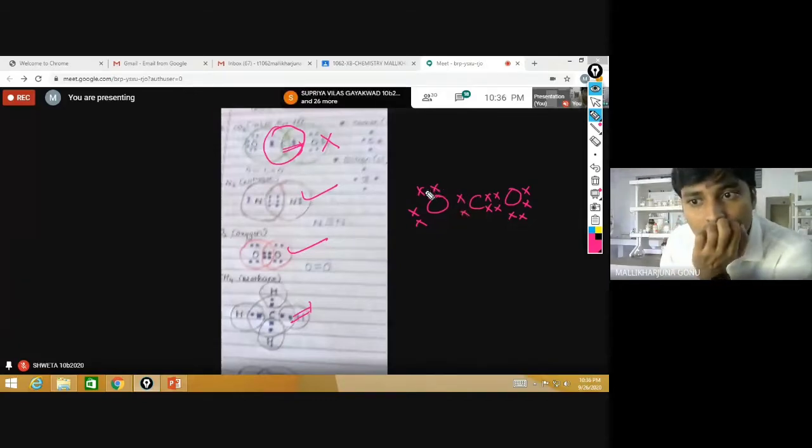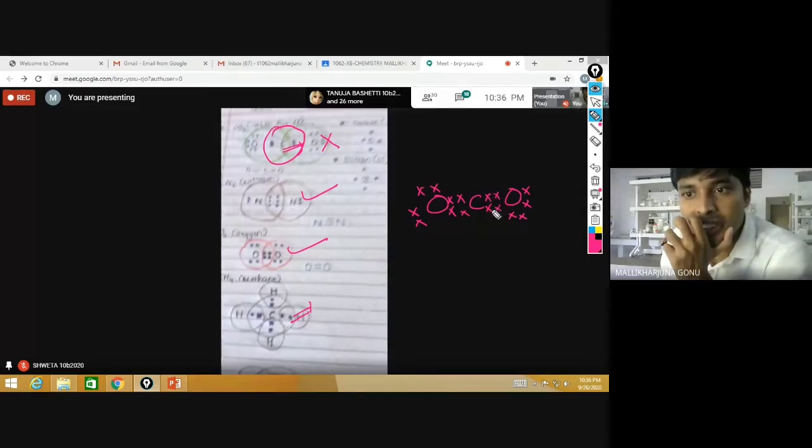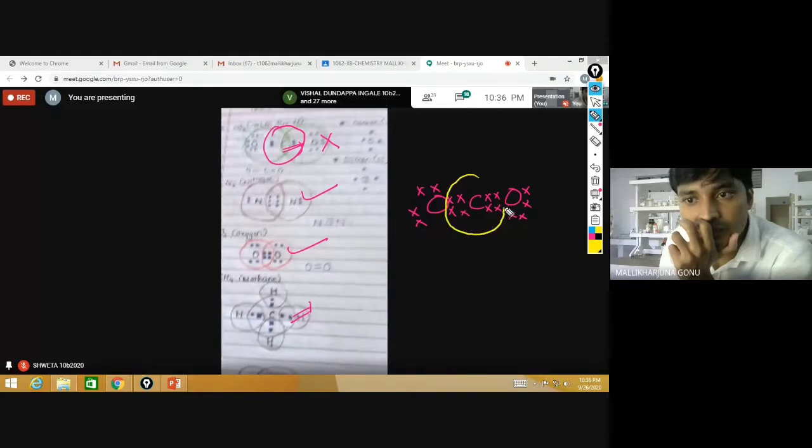So these 2, what will it do? This is carbon, no, oxygen. 1, 2, 3, 4, 5, 6. So this is how it is. Now what does carbon do? Carbon should have 8 electrons surrounding it. So how will it do? 1, 2, 3, 4, 5, 6, 7, 8. So this total belongs to the carbon. 1, 2, 3, 4, 5, 6, 7, 8.